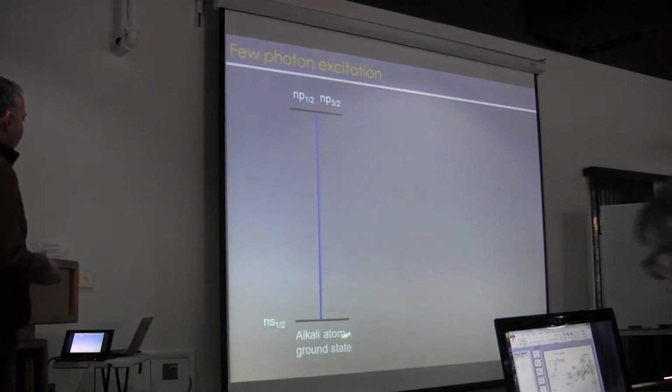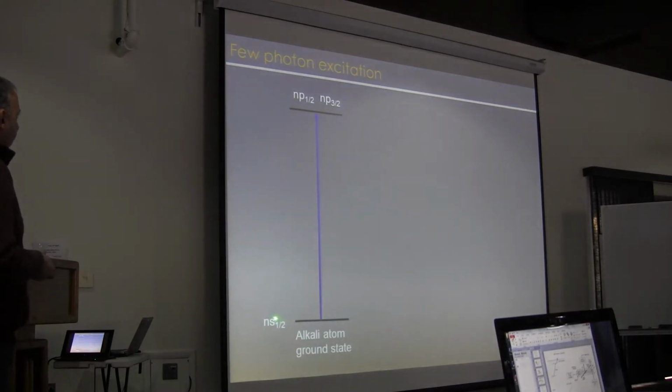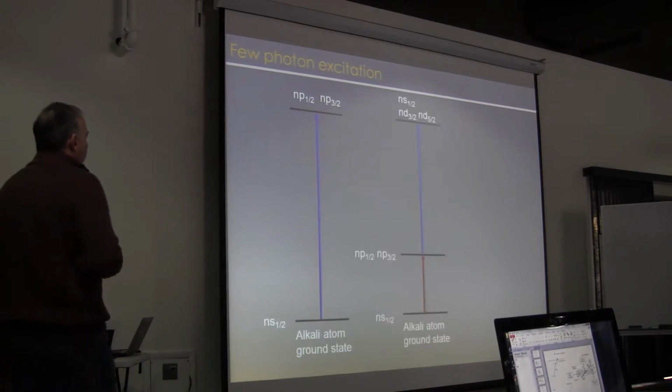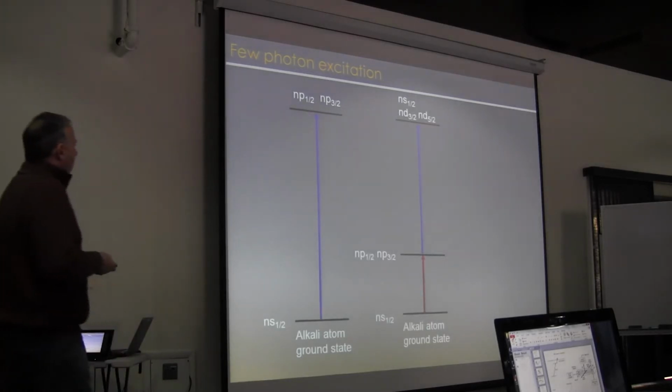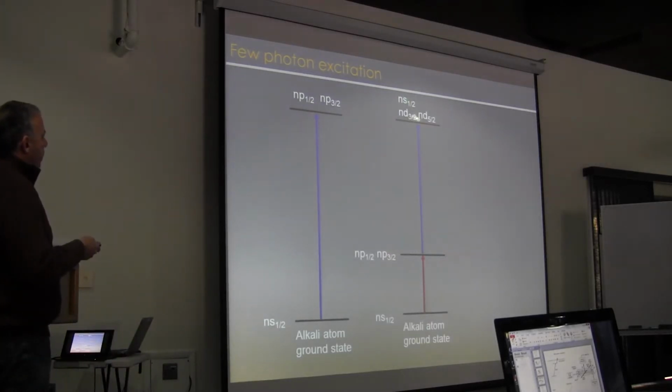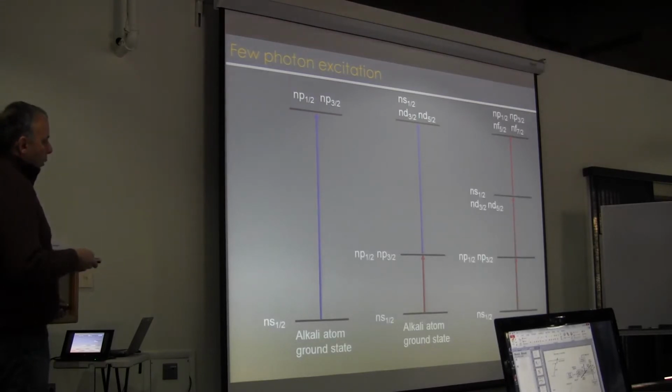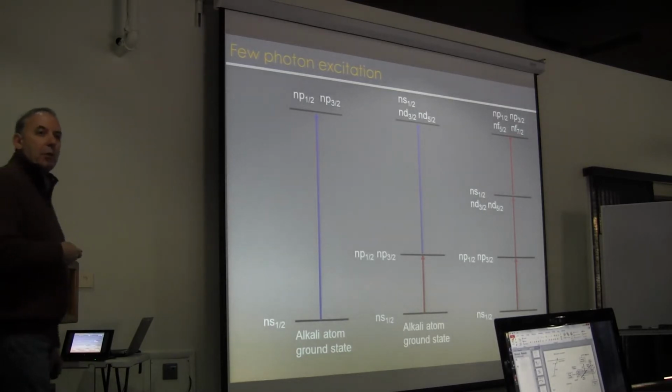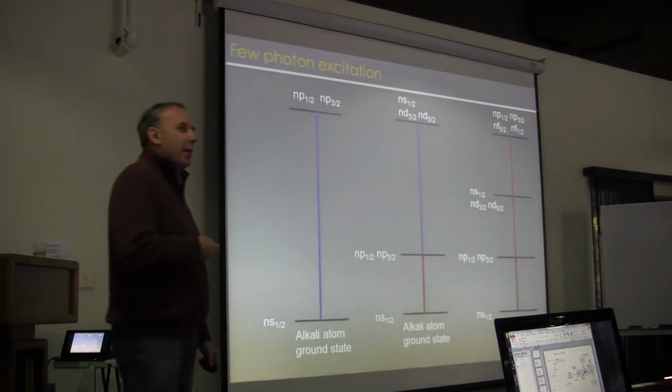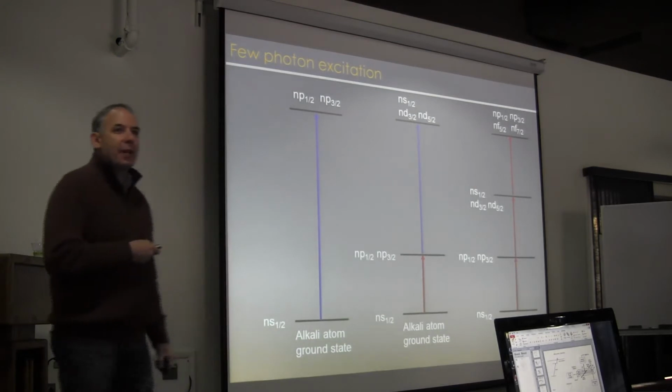So basically, if I take an alkali atom as my prototypical example, we start in an S state. With 1 photon, we can go up to a P state, which we've already heard about. With 2 photons, we can go through a P state and end up in S or D states. With 3 photons, we would go to P or F states. Of course, we could do 4, 5, or 6 photon excitation if we wanted to. No one has had any particular need to do that so far.